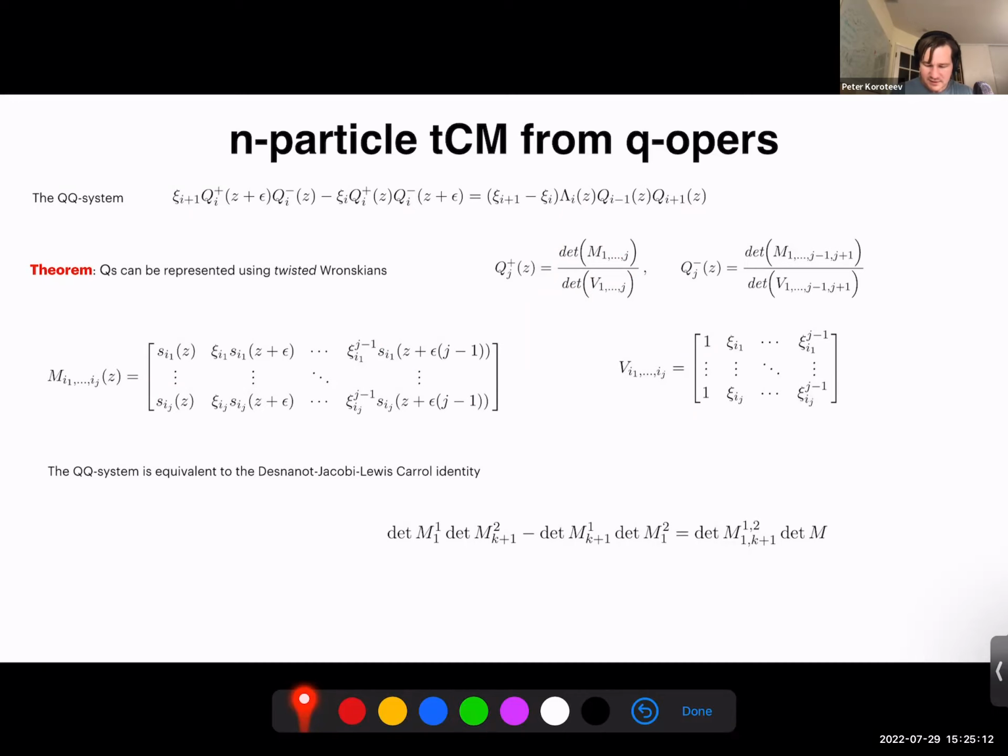And remarkably, with this presentation, the QQ system is equivalent to the so-called Alice in Wonderland identity. It's the Desnanot-Jacobi-Lewis Carroll identity, which works as follows. You take a square matrix, compute its determinant, and you can do various things. You can remove a row and a column, say the first and the first one. Then you can do the second and the last, and then you do it in a different order. It turns out that this combination of determinants with columns and rows removed is an identity, and this on the nose reproduces the QQ system.